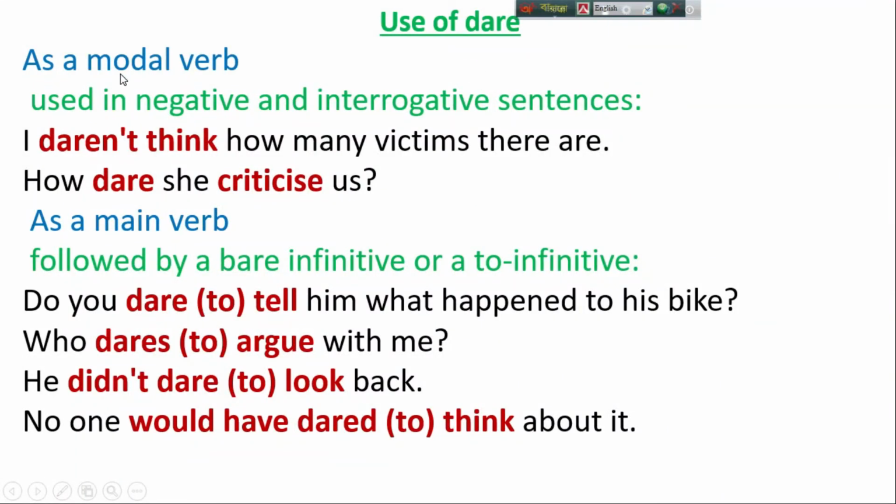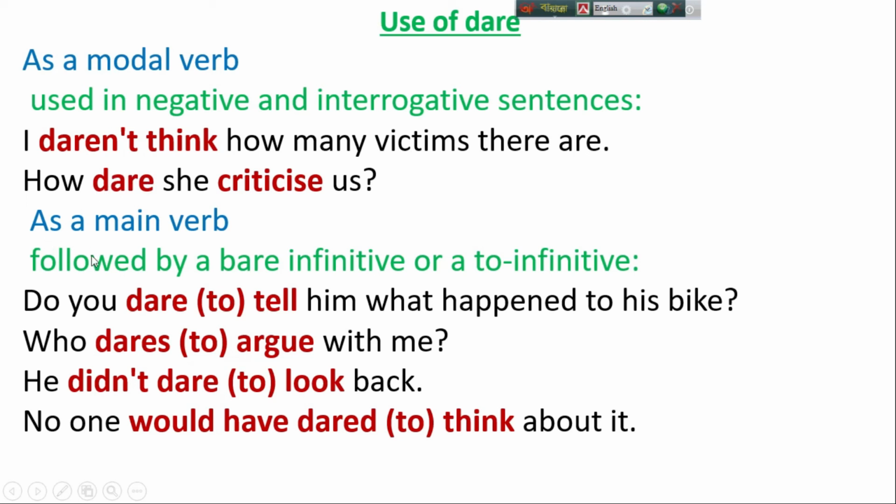Use of dare as a modal verb. Use in negative and interrogative sentences as a modal verb. I dare not think how many victims there are. Here dare not is the auxiliary verb or semi-modal auxiliary verb. Here think is the main verb. It helps the main verb to make it negative. Number 2, how dare she criticize us? Here dare is the auxiliary verb and criticize is the main verb. It helps to make it a question sentence. So dare is the semi-modal auxiliary verb.